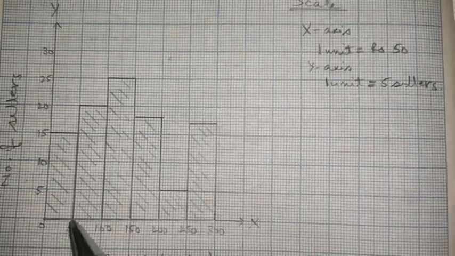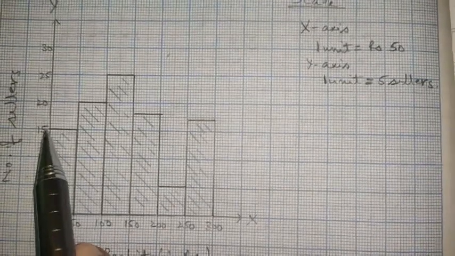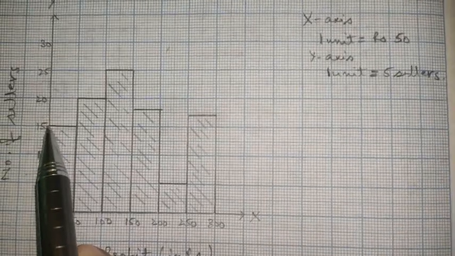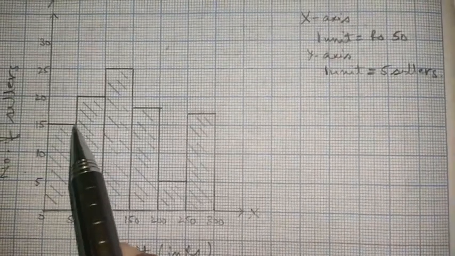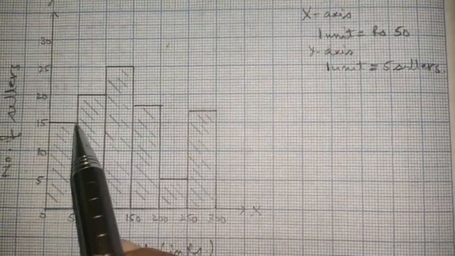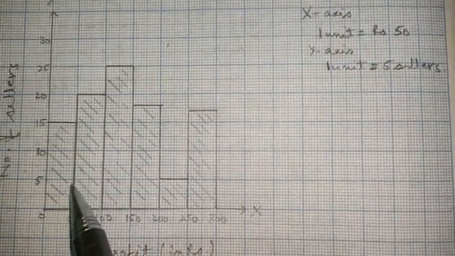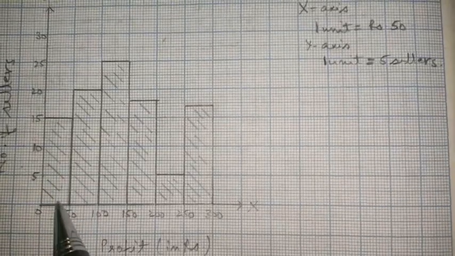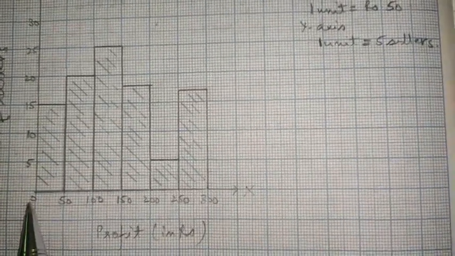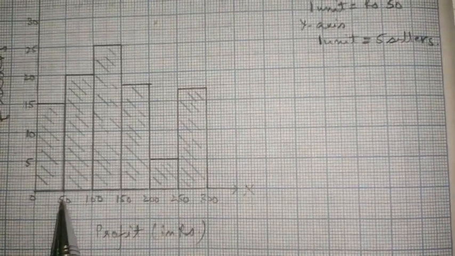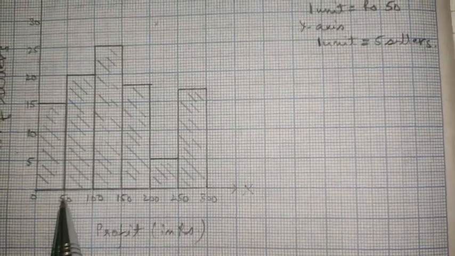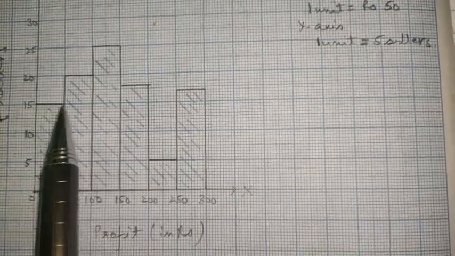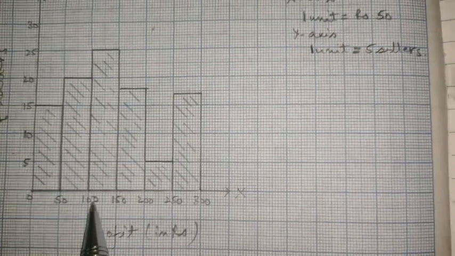So what I'm going to do over here, this is the line which is expressing 15. From this line, I'm going to draw a horizontal line, and till this vertical line, I'm going to draw another vertical line. In this way, this is the first rectangular block that I'm going to draw, which will express the data that a profit of 0 to 50 is earned by how many vegetable sellers? That is 15.